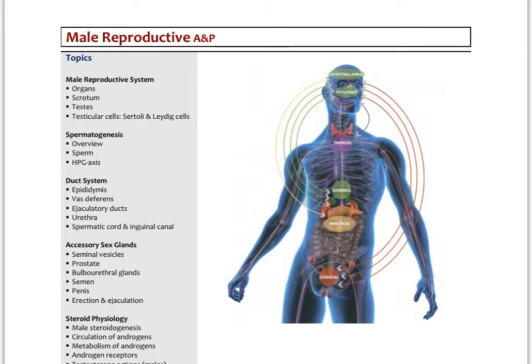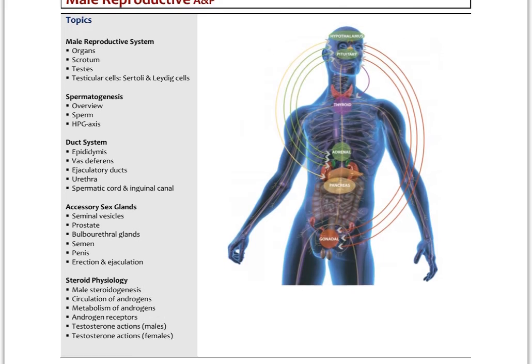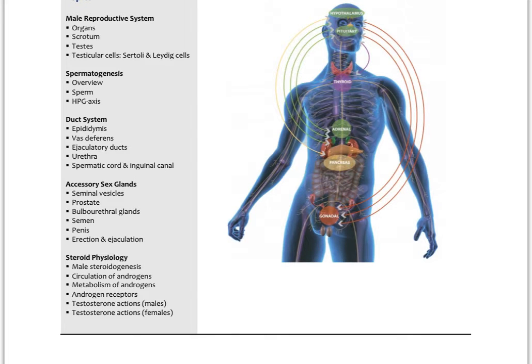Hello, this is the second video on male reproductive anatomy and physiology. Here we're going to do a quick overview of the steroid physiology of testosterone and some of the related hormones. Look at how androgens like testosterone are circulated in the blood, how they're metabolized. I'll say a bit about androgen receptors, and then finally end with the actions of testosterone in males as well as females.